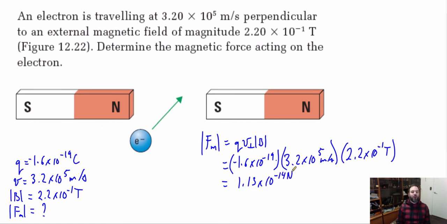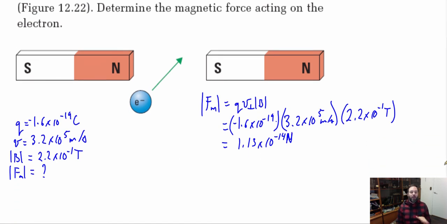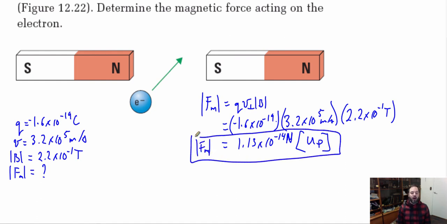Now I have to figure out what direction that force is. Since it's a negatively charged particle, I know I'm going to use my left hand. I am going to line up my thumb with the direction of the particle, into the page. Then I'm going to line up my fingers from north to south. And that will tell me that my force is going to be coming out of my palm, upwards. So I'm going to end up getting 1.13 times 10 to the negative 14 newtons upward.